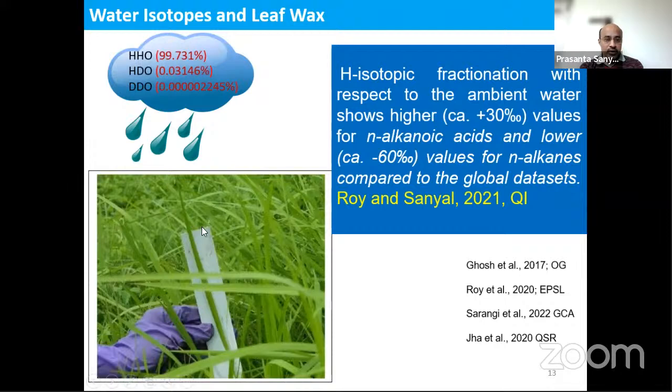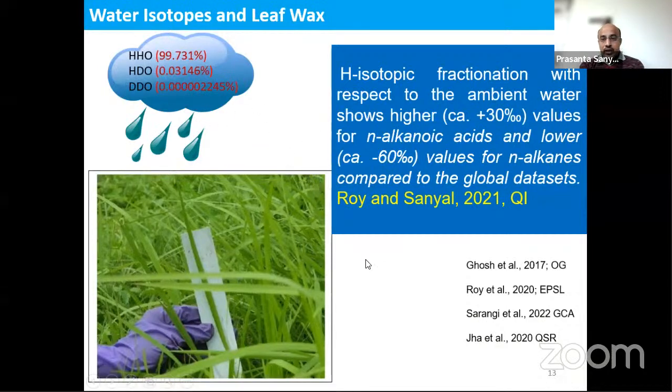Similarly, when plants grow, they take the water from the soil, and the source of the water in the soil is the local rainfall. Now, in this alkane, the hydrogen isotopic composition is controlled by the hydrogen isotopic composition of the soil water, which is finally determined by the hydrogen isotopic composition of the local rainfall.